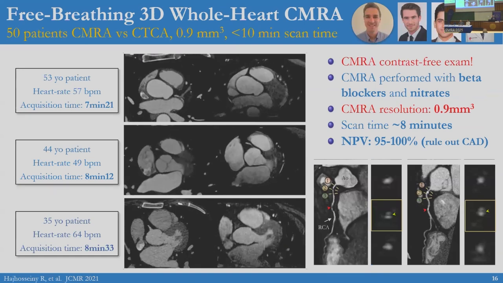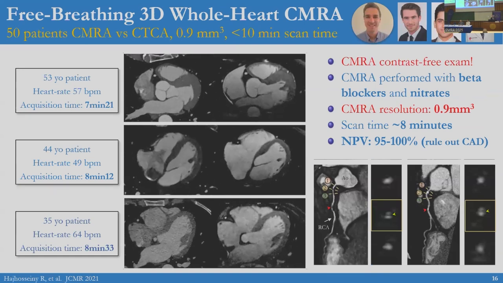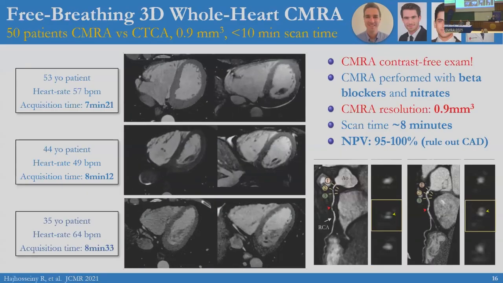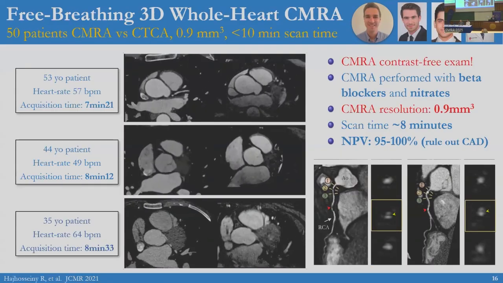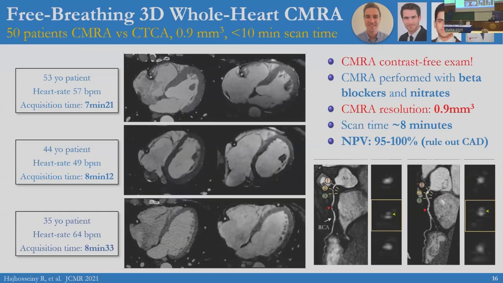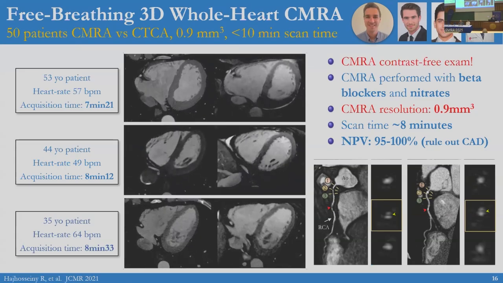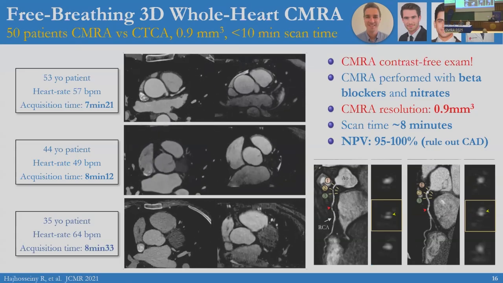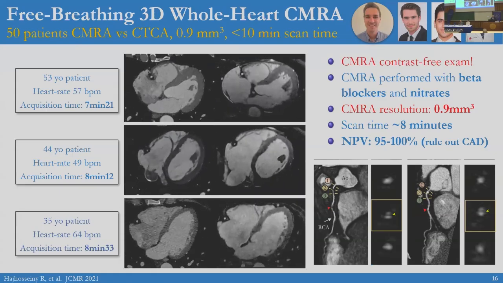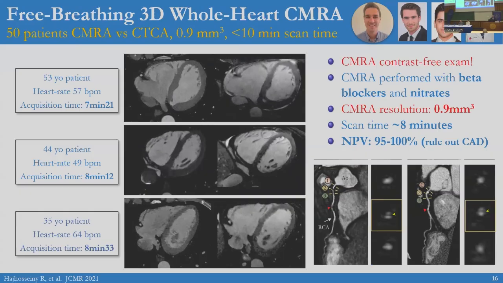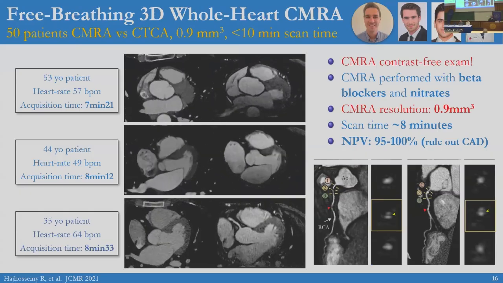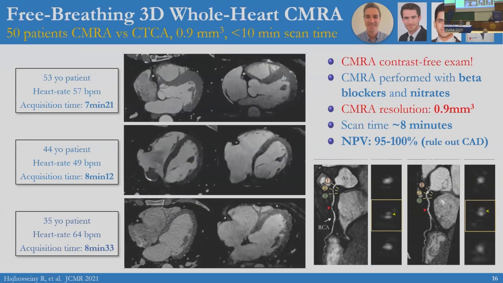These images have been shown already by Vanessa Ferreira today. These are non-contrast CMRA images. On the left, you see the CT with contrast. On the right, the CMRA images without contrast. I think the important result of that study was that we could show that the negative predictive value is very high, between 95 and 100%, depending on the coronary vessel. So we can rule out disease. And when you look at the cross-sectional views, you get very similar visualization of the coronaries as with the CT scan.